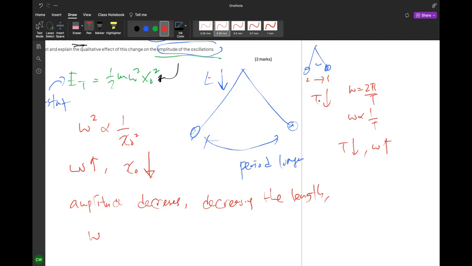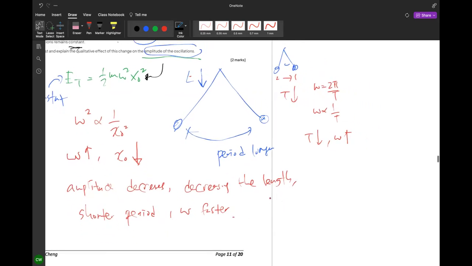Decreasing the length, the period is shorter and omega is faster. So this shorter period would cause omega to become faster. Because of this relationship, it's shorter.